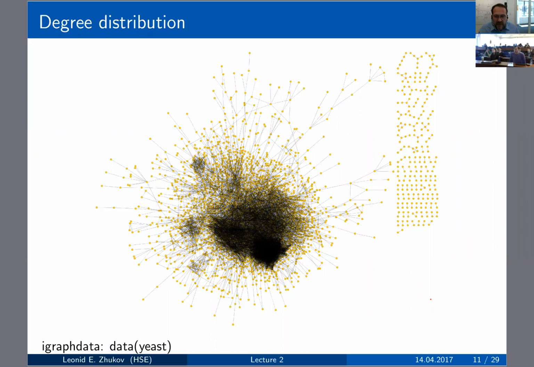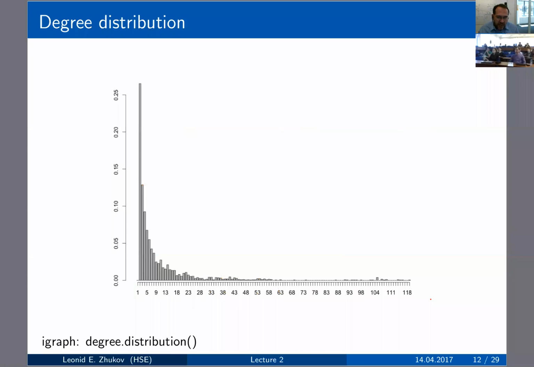So for that graph, this is a distribution of the node degree. You can easily calculate it by the command degree distribution. And what we're seeing here is that indeed, the majority of the nodes have degree 1. There are some nodes here with a higher degree that probably belong to that core of the graph, but the majority have very low degree.